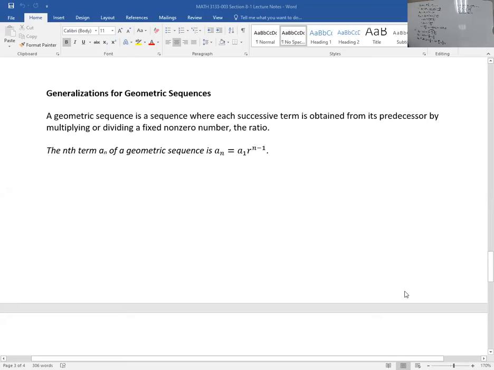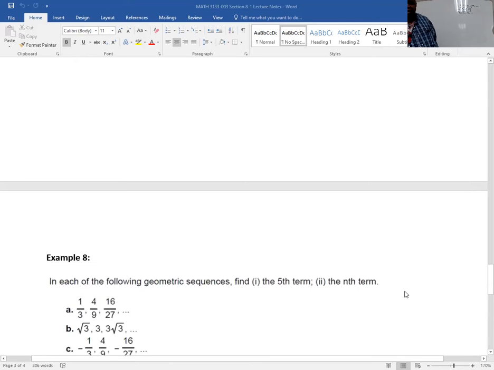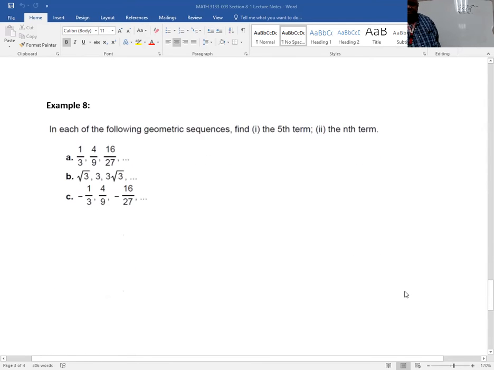So now we're going to apply that general formula for finding the nth term of any geometric sequence to these examples on the next page. It says here, in each of the following geometric sequences, find part one, the fifth term, and then part two, the nth term.